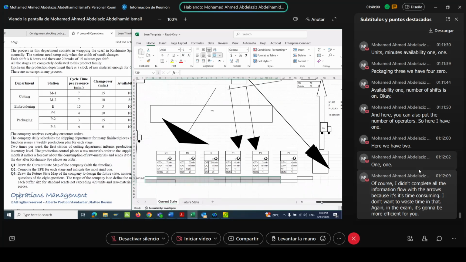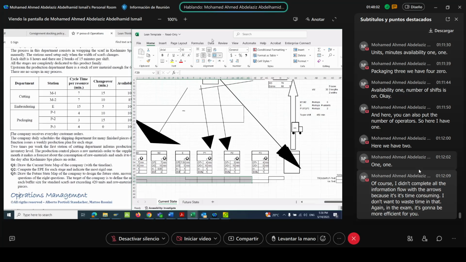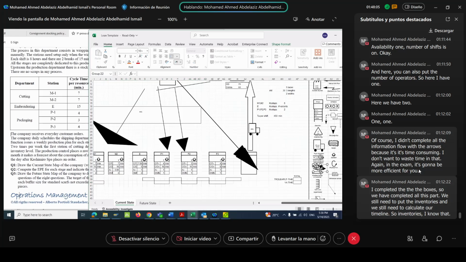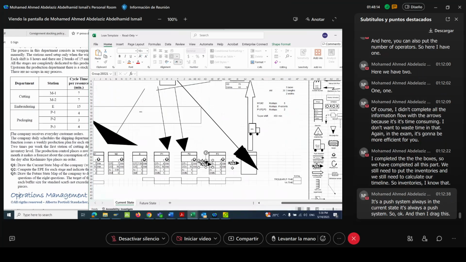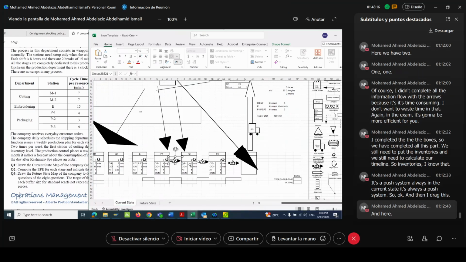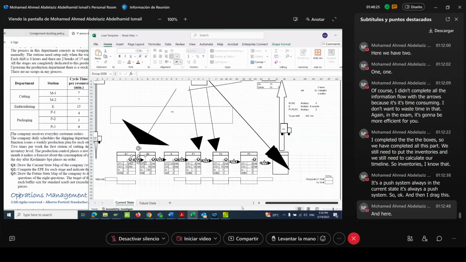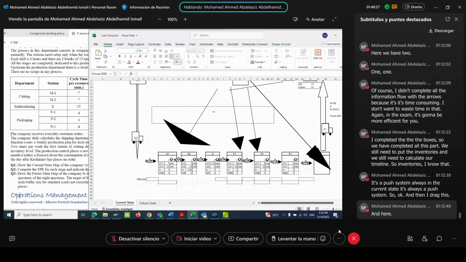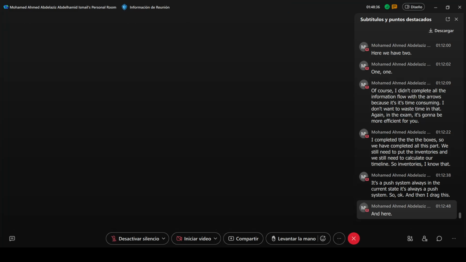So inventories. I know that it's a push system, always in the current state. It's always a push system. So, okay, and then I drag this, and here, and here, here. And here. Several years ago, we still needed to draw this on paper, so it was still time consuming. So copying them and pasting them is not the end of the world.